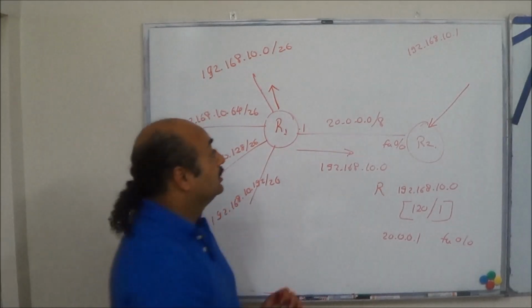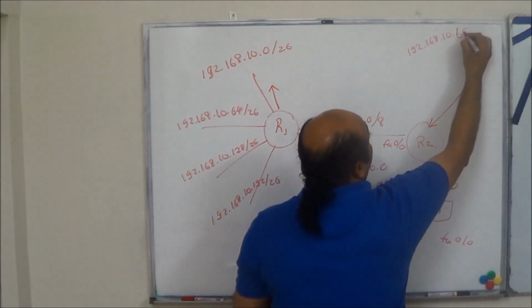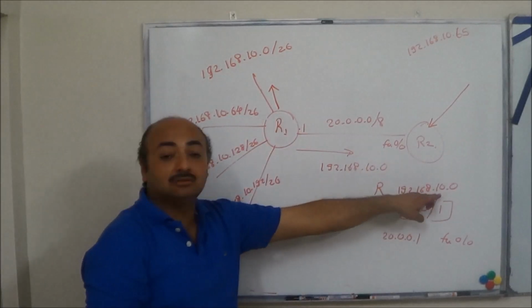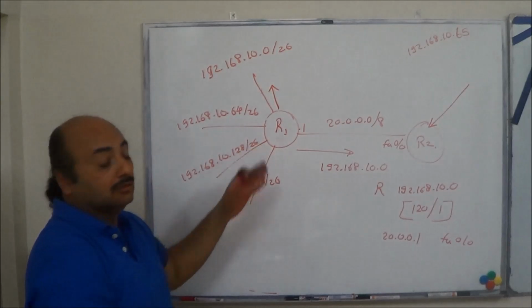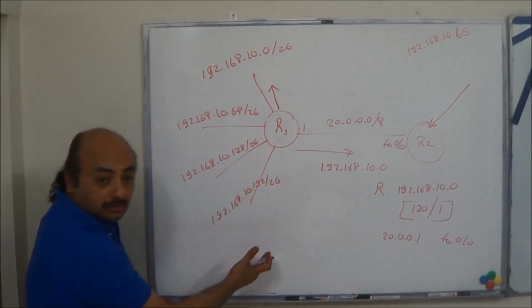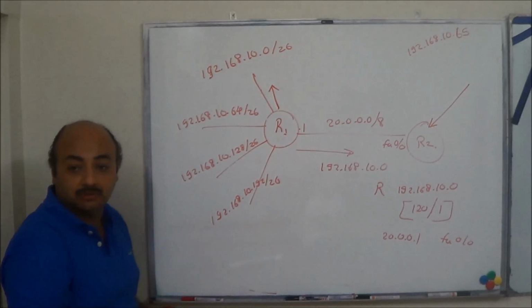No. Assuming that the packet comes for 65, again, this will match it and forward it here. This one will send it here. Similarly for 129 and 193 it will work.